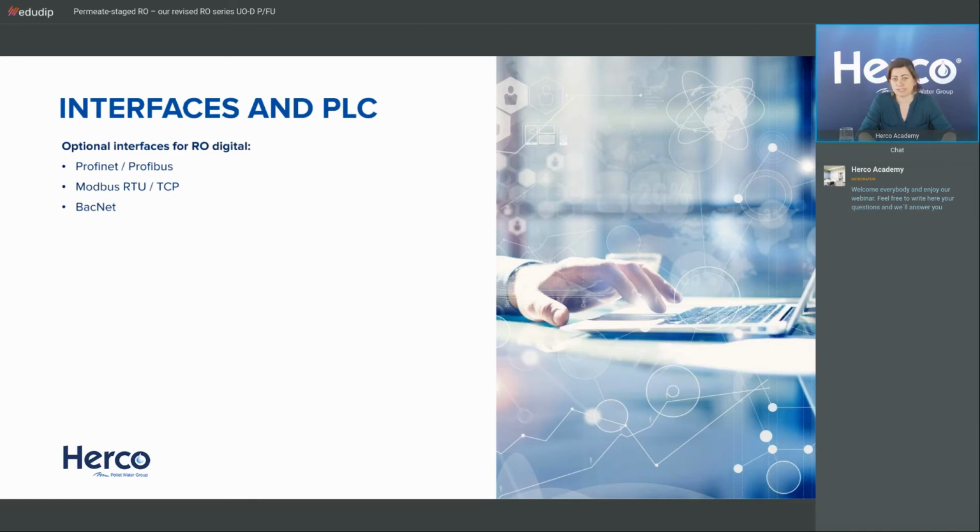We have a few interfaces available. So I show you here the main ones. Remember, you can also find that in the catalog. We have Profinet or Profibus interfaces, Modbus RTU or TCP, and finally also BACnet.